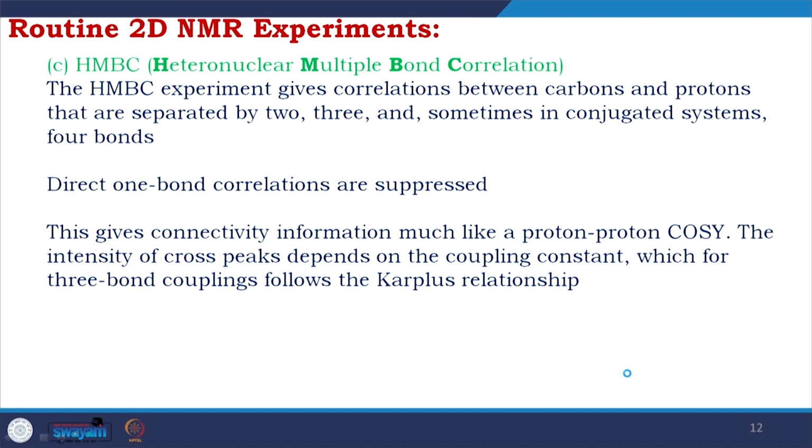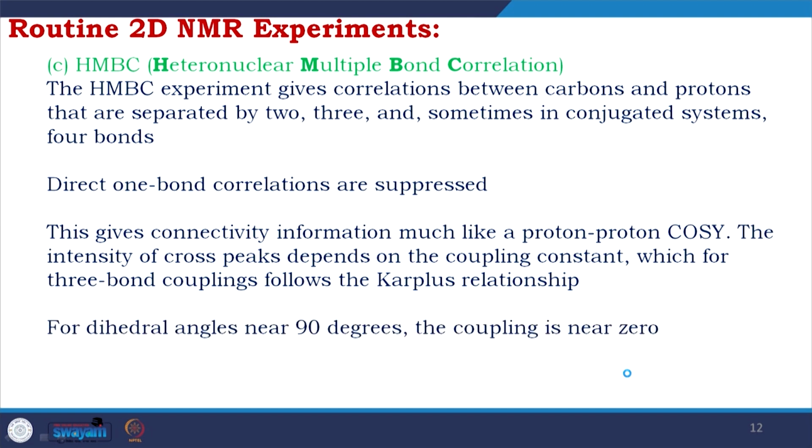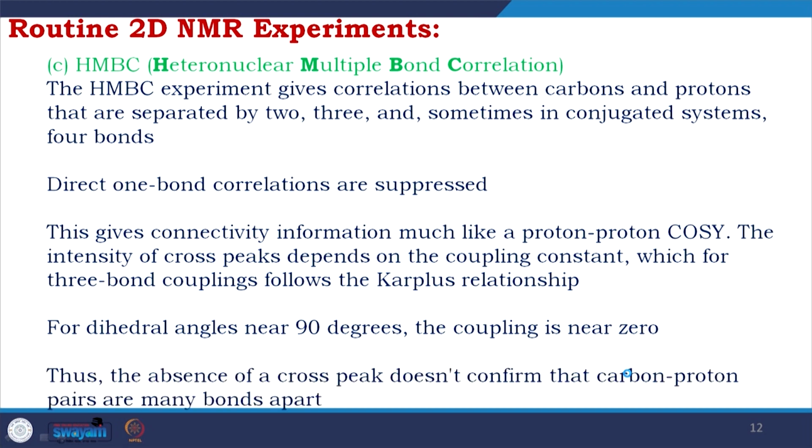The intensity of cross peaks depends on the coupling constant, which for 3-bond coupling follows the Karplus relationship. For a dihedral angle near 90 degrees, the coupling is near 0. Thus, the absence of a cross peak does not confirm that carbon-proton pairs are many bonds apart.